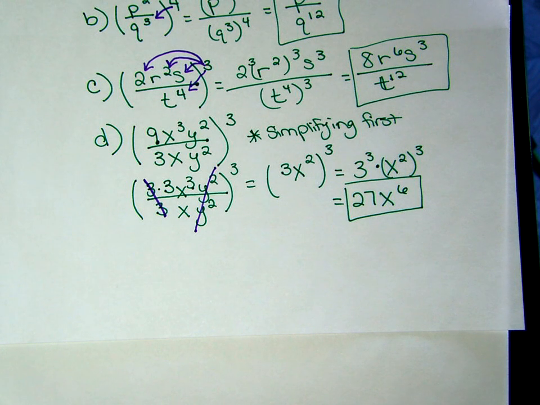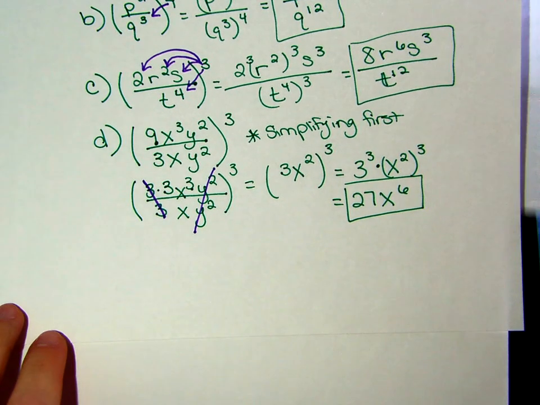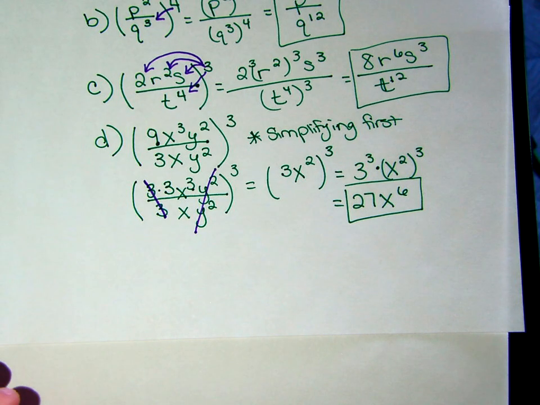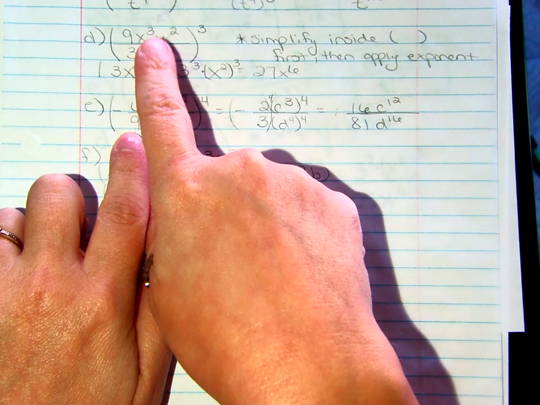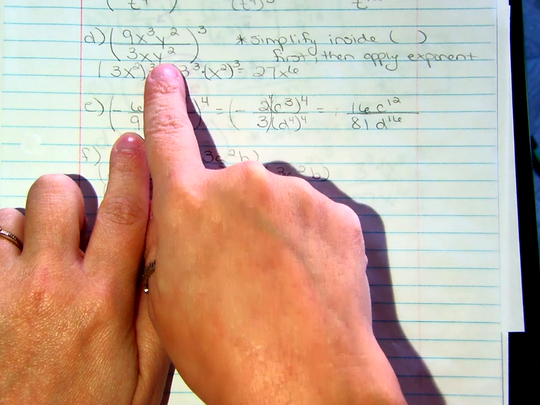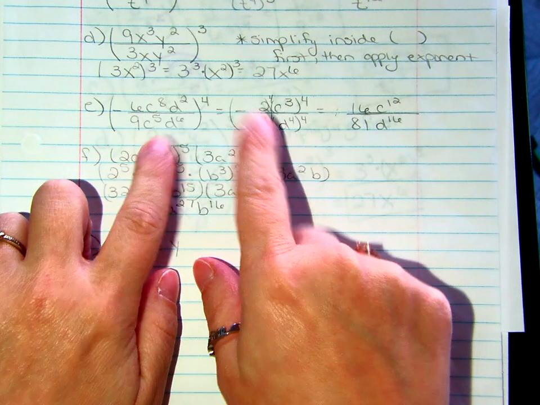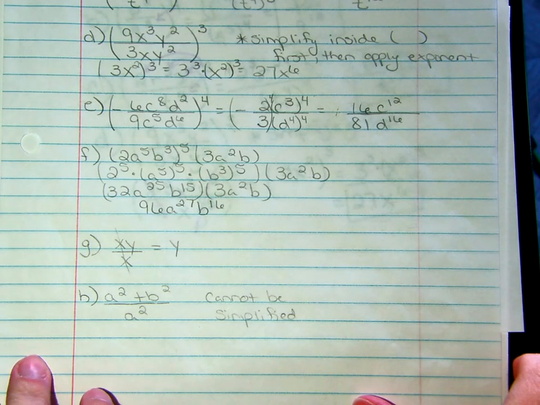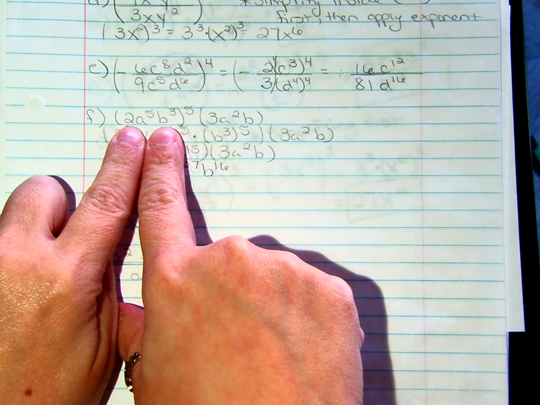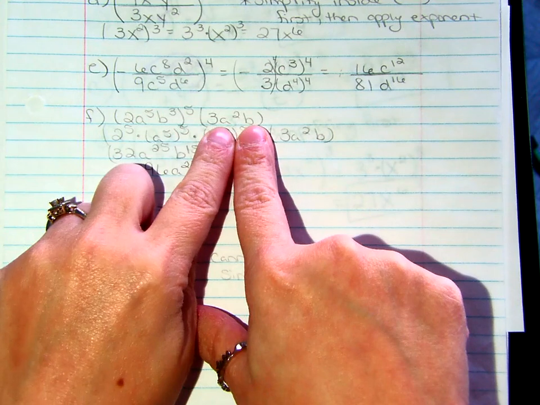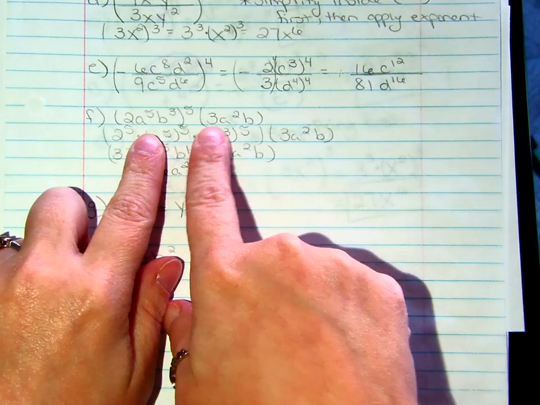In my handwritten notes, there are a couple additional problems. There is this one, which works pretty much just like the one we just did, where I'm going to see if I can cancel anything first, and if I can't, then I just apply my power. I look inside this parenthesis, there's nothing to simplify. I look inside this parenthesis, there's nothing to simplify. So I'm going to apply the power, and then I'm going to multiply the things together.